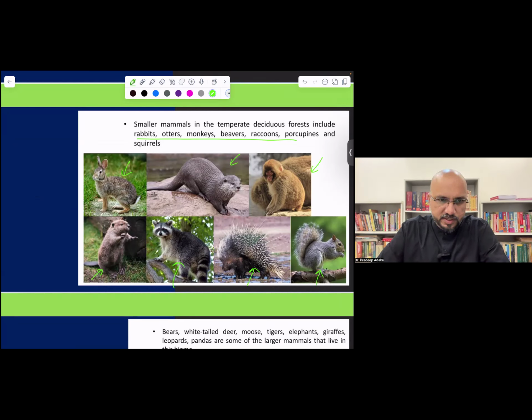Don't get confused. Sometimes there may be confusion between otter and beaver, but follow the order, as it is given in the list of the names, the pictures are also in the same order.